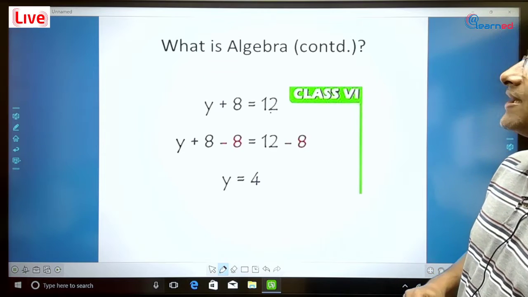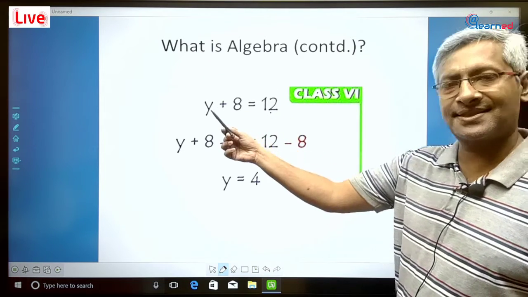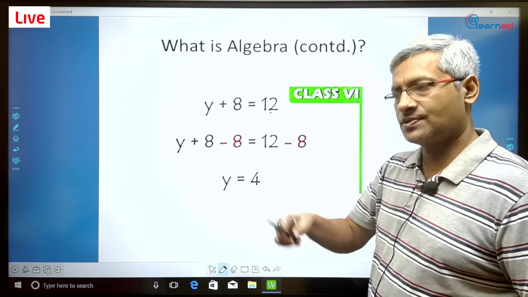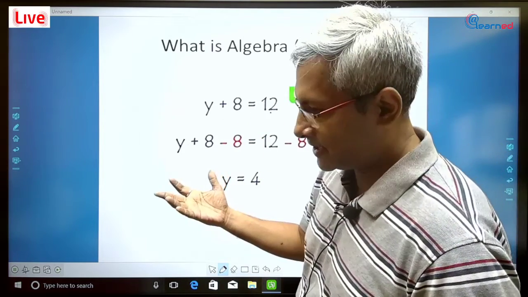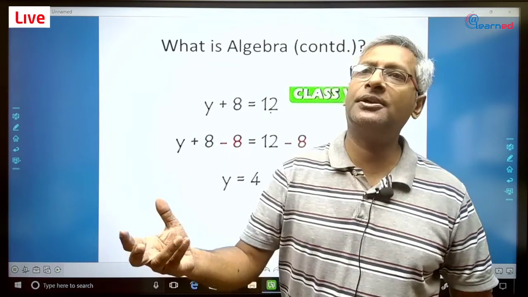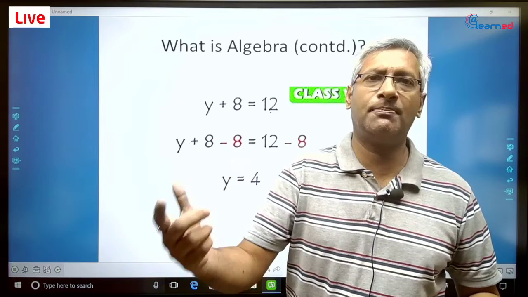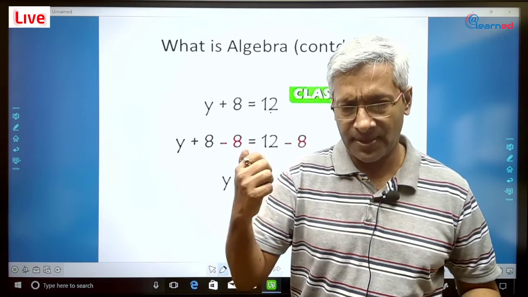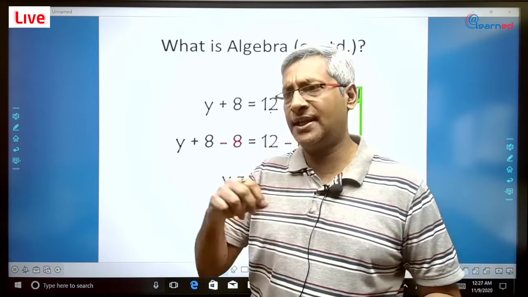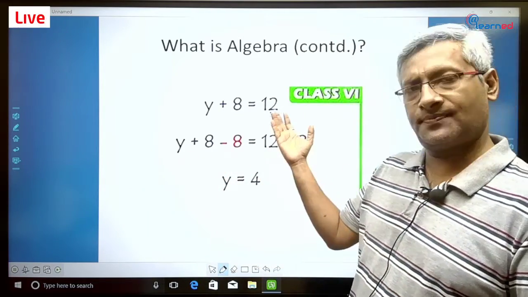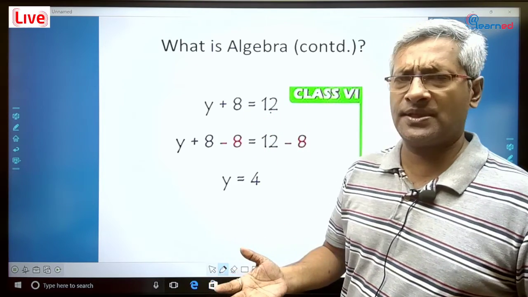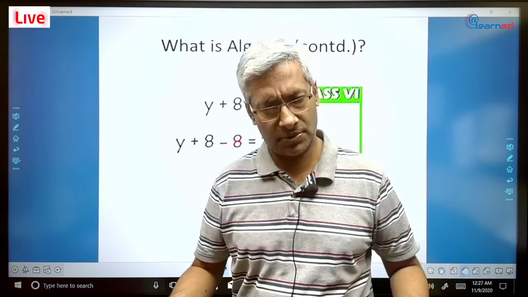So over here, an equation like this is a very simple equation. y plus 8 equals 12. So for example, if you go to the market and you buy a pen and an eraser. Now a pen costs you 8 rupees and the total cost was 12 rupees. Okay. So what is the cost of the eraser? So that's very easy, right? 12 minus 8, you get 4.